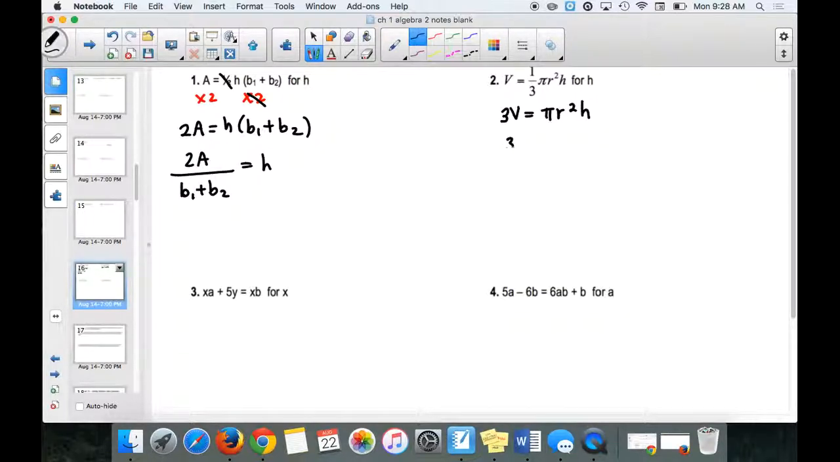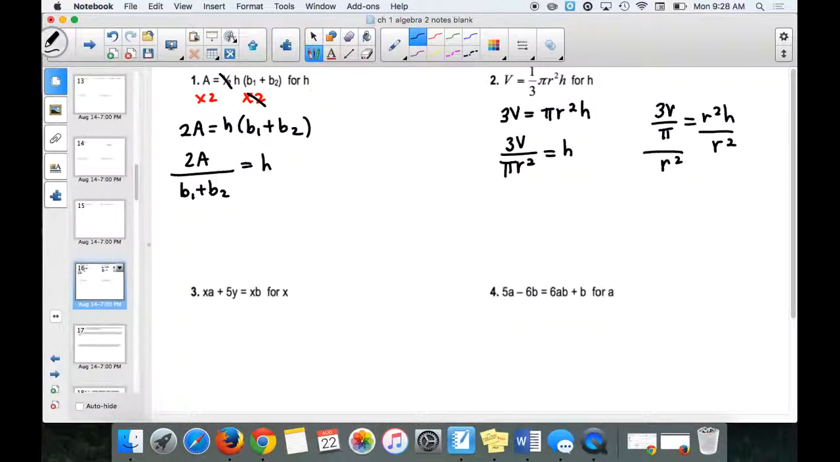So when we do that, we have 3v over pi r squared equals h. Now, if you had done one thing at a time, it's a little bit messier. So let me show you that. You would have done 3v over pi, but then you'd still have r squared h. And then you'd have to divide by r squared. So see how that creates a fraction within a fraction.